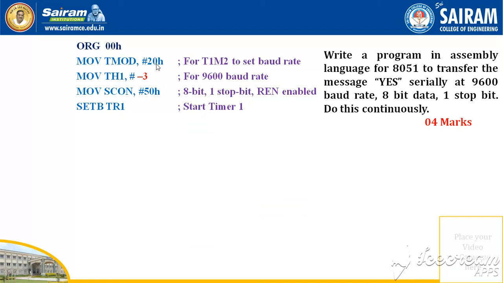TMOD 20H selects timer 1 in mode 2 to set the baud rate, and to set the 9600 baud rate we should load TH1 with -3, which is the value to be loaded. 50H is the value to be loaded into the SCON register to select 8-bit, 1 stop bit and receive enabled. Mode 1 will be selected. Then start the timer. So with this instruction, initialization is done and baud rate is set.